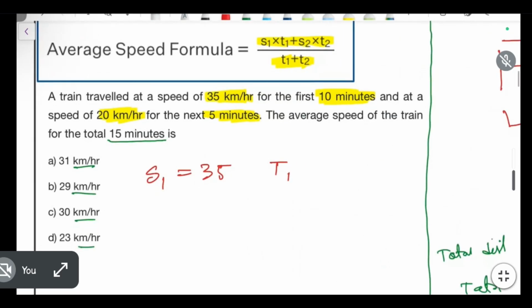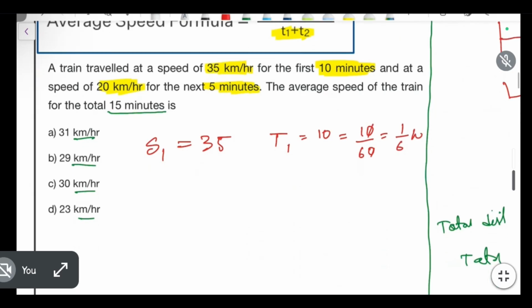Time 1 is given as 10 minutes. So let us convert this 10 minutes to hours. 10 divided by 60, the zeros cancel, which means 1 by 6 hours is what we have. This is time 1, okay?